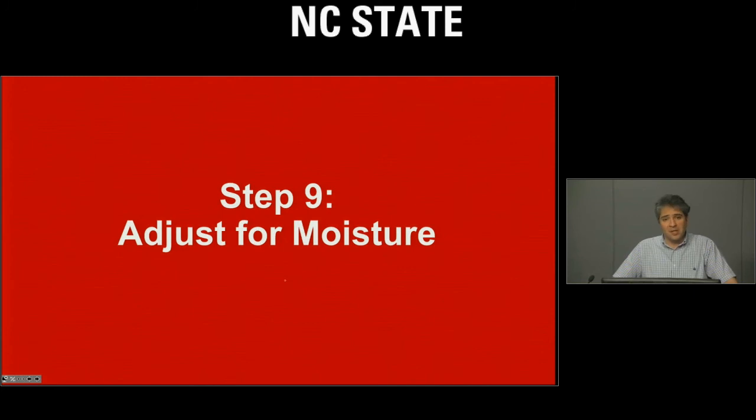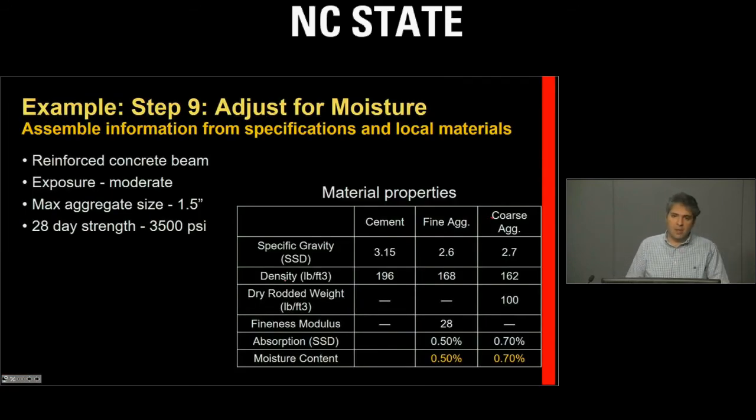Step number 9, we're getting close. This step is adjustment for moisture. In this particular example that we solved, we saw that the absorption of both coarse and fine aggregate at SSD conditions is equal to the moisture content of it. This in reality rarely happens, and the moisture content of the aggregate in the batching plant is generally different from the SSD of the material, and therefore we have to account for that moisture difference.